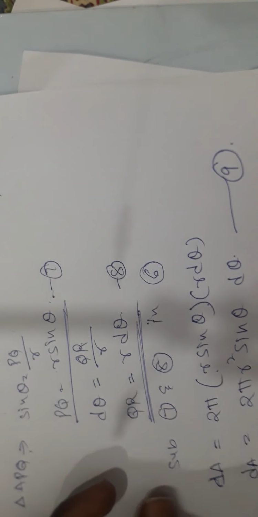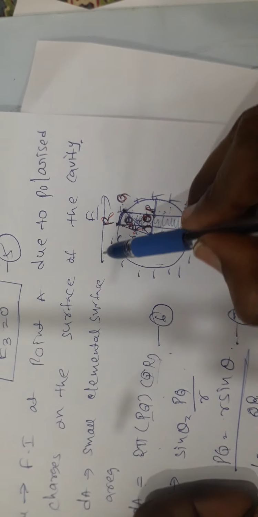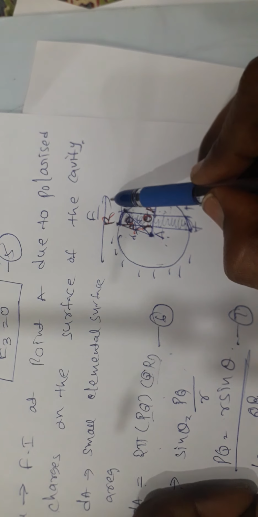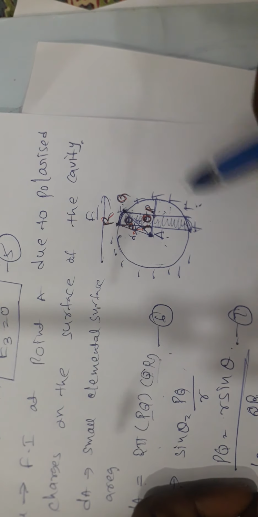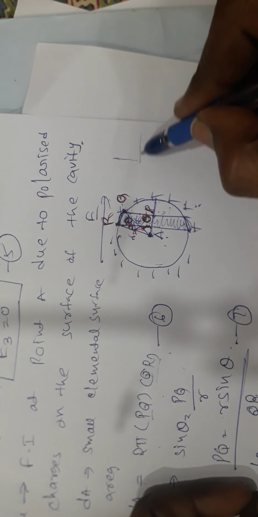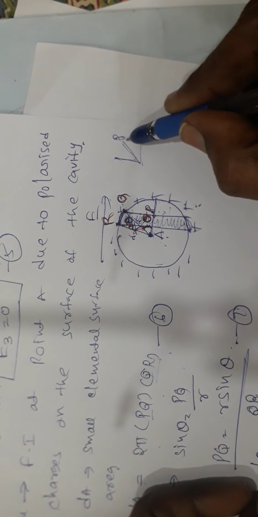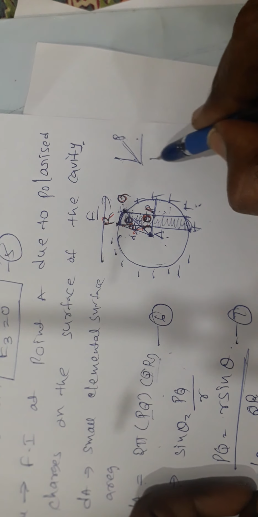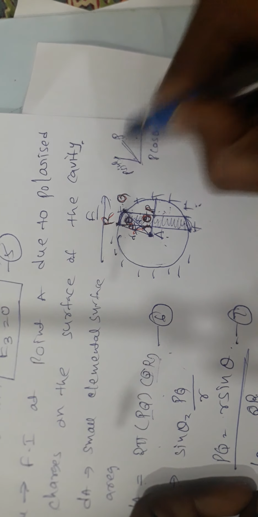Next, now we have calculated the area. After that, how many charge carriers are present on this area? When the field is applied in this direction, the charges get polarized, meaning the polarization is in this direction. When we divide it into two components, the horizontal component is P cos theta, and the vertical component is P sin theta.